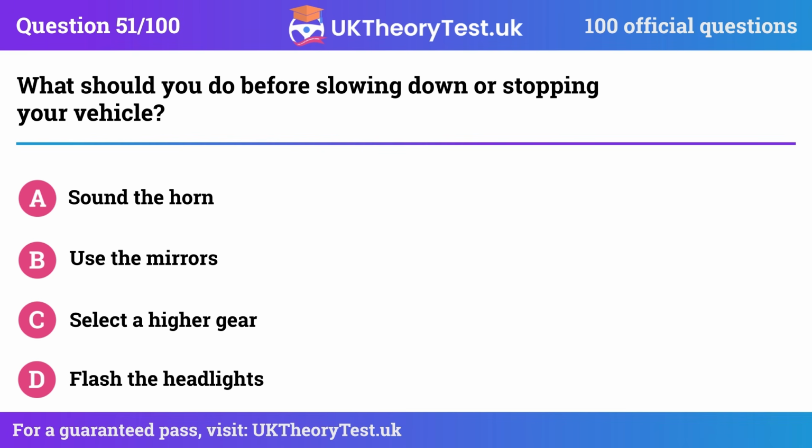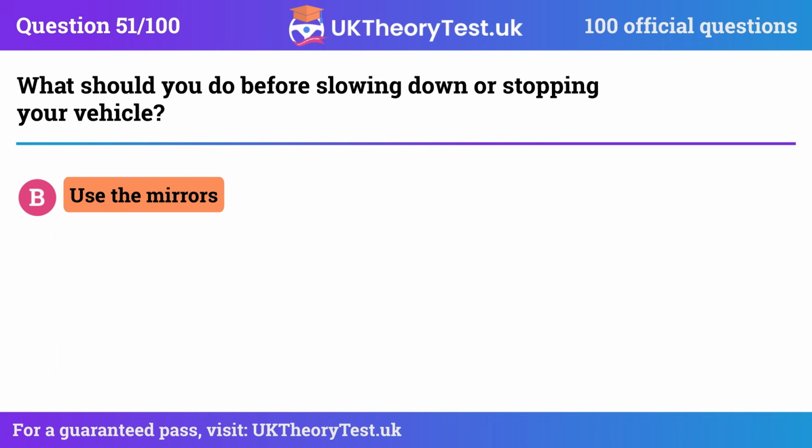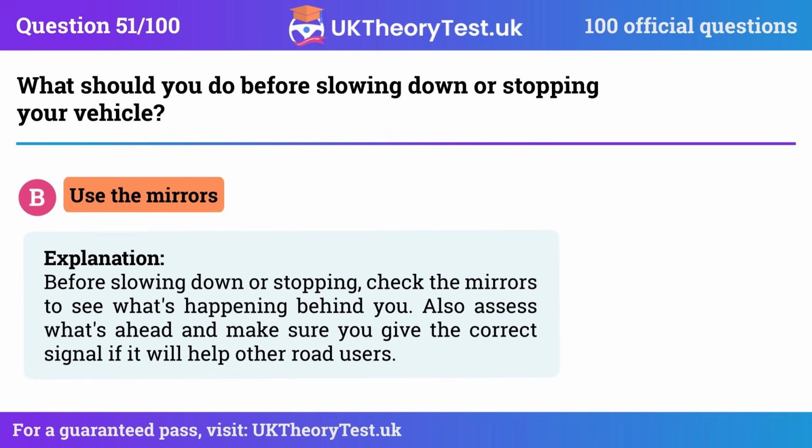The correct answer is B. Use the mirrors. Explanation. Before slowing down or stopping, check the mirrors to see what's happening behind you. Also assess what's ahead and make sure you give the correct signal if it will help other road users.